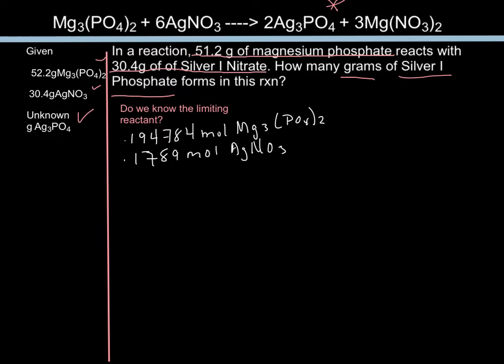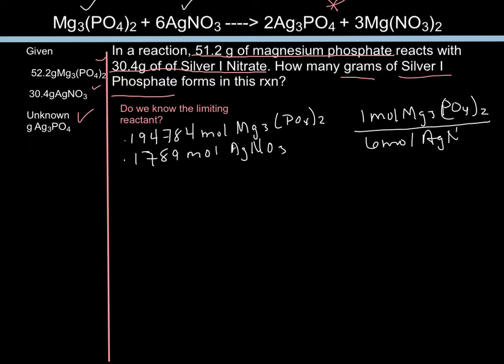So now what we're going to do is figure out which one of these two is going to run out first. And we do that with none other than our mole ratio. So if I'm going to do a mole ratio from here to here, I'm going to write it down in terms of the coefficients. So my mole ratio is that for every 1 mole of magnesium phosphate, I need 6 moles of silver nitrate. Right? There's my mole ratio.